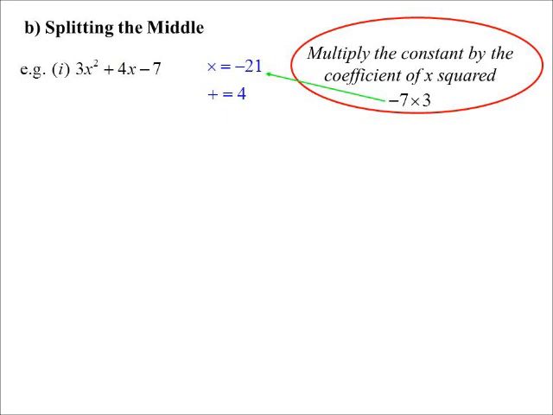Gosh, if only I knew two numbers that differ by 4, what could it be? They multiply together to give negative 21, but when we add them together we get positive 4. Oh, what about 7 and negative 3? And then we split the middle. So we're doing exactly what it says. We split the middle term into those, and it becomes a grouping in pairs question.